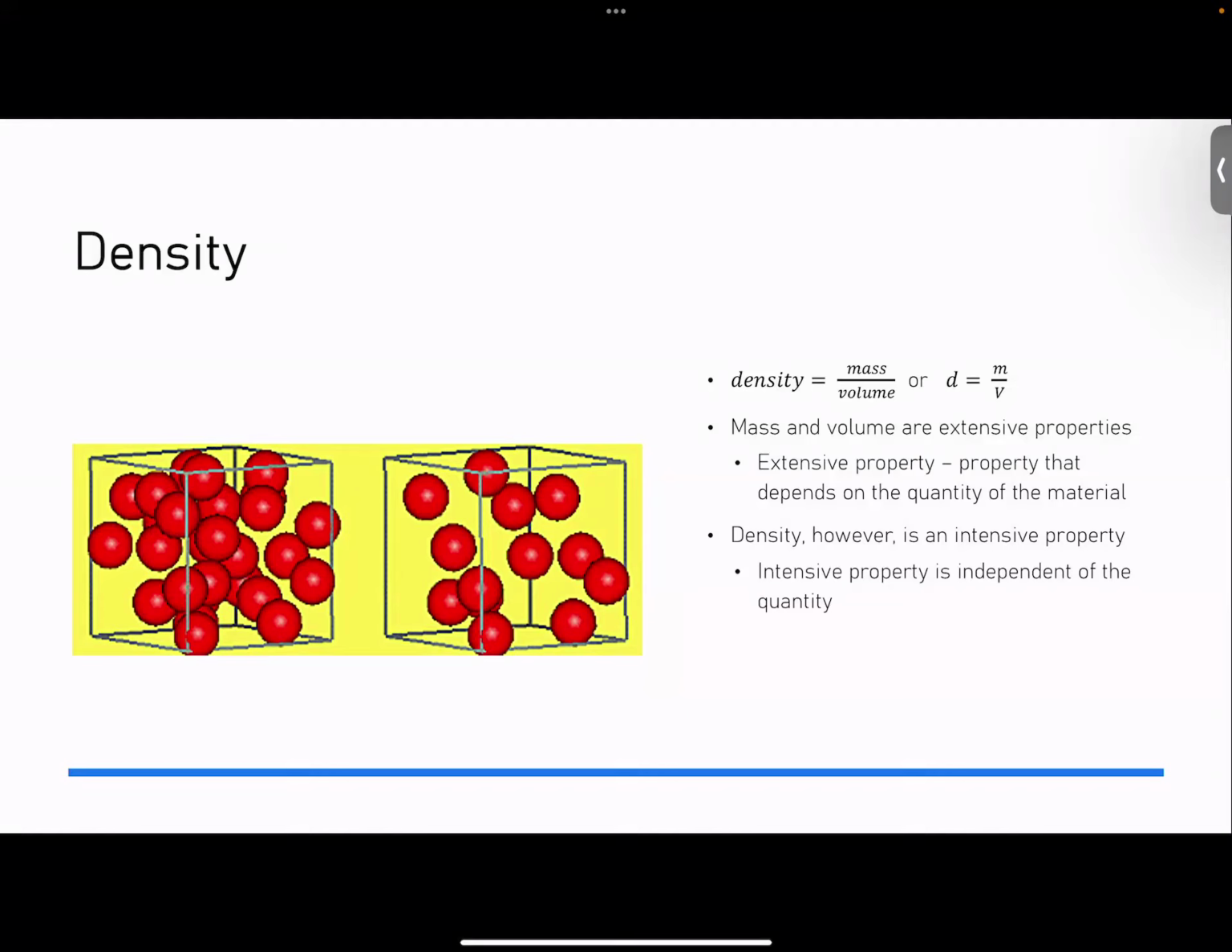No matter if I have a piece that's this long or a piece that's this long, it's going to have the same density, because it's an intensive property. Now, what do we mean by density?